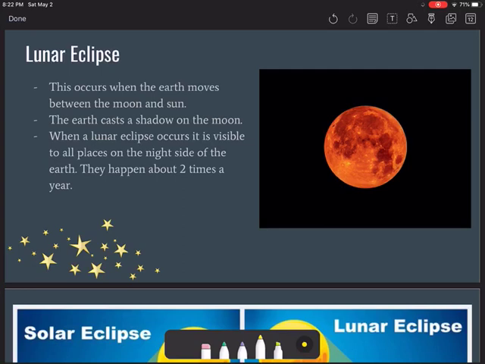Anywho, we also have a lunar eclipse. This occurs when, again, they're all in line, the sun, the earth, and the moon, but this time the earth is in the middle. So the earth is now casting a shadow on the moon. And when a lunar eclipse occurs, it's visible to all places on the night side of the earth.